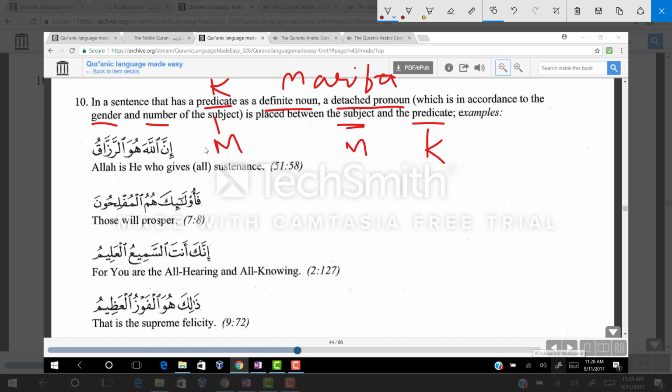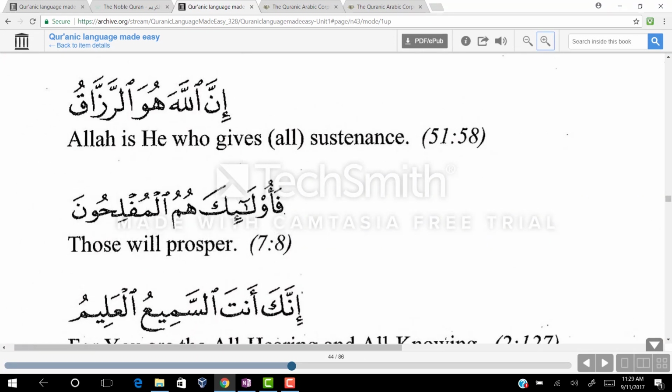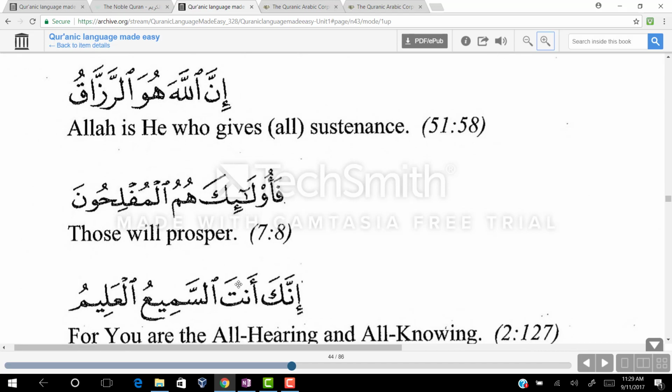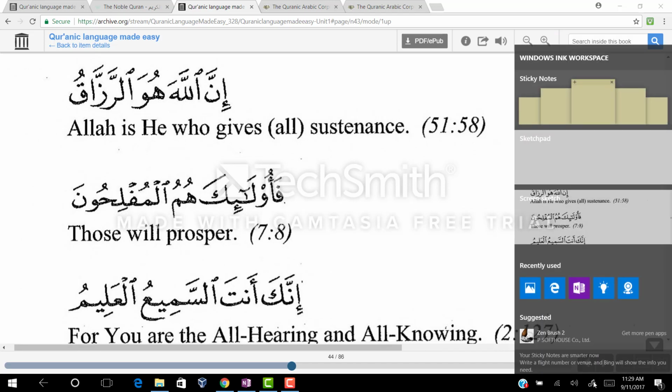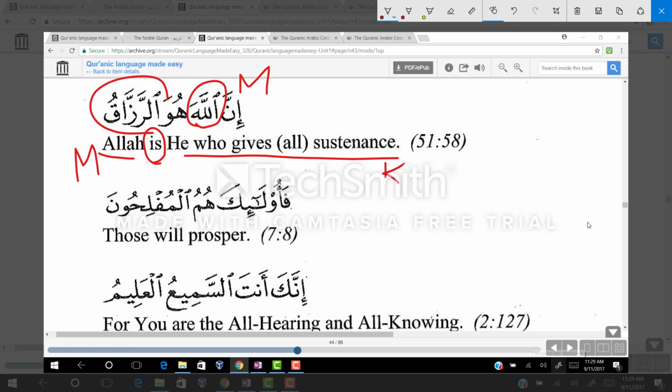For example, let's take Inna Allaha huwa razzaqu. Let me increase the font so that you see it clearly. Okay. So here, Inna Allaha huwa razzaqu. So here, what do you see? Inna Allaha. Allah is the mubtada here. Okay. Because it's a marifa noun, it starts with al, and Allah, and also you see is in the translation. So whatever comes before is the mubtada or the subject, and whatever comes after the is the khabar or the predicate. And huwa razzaqu, and here ar razzaqu is our khabar.